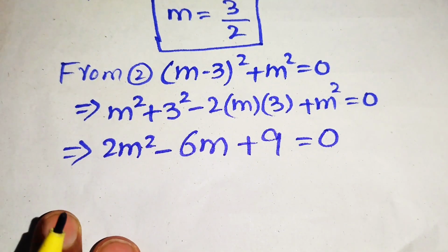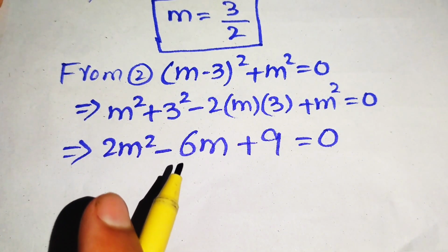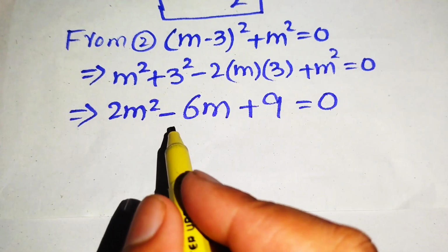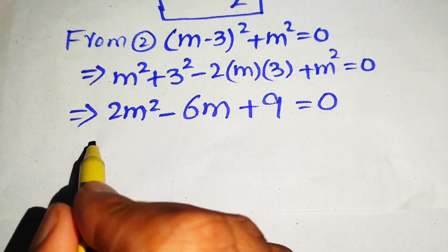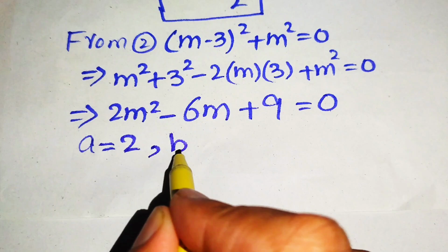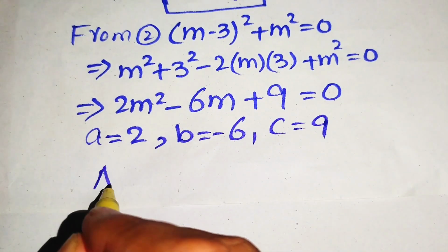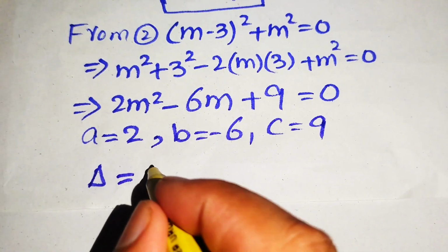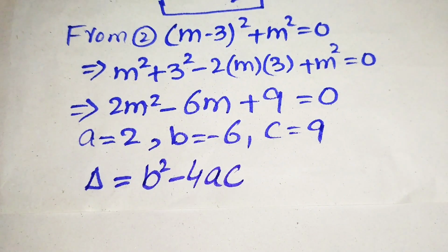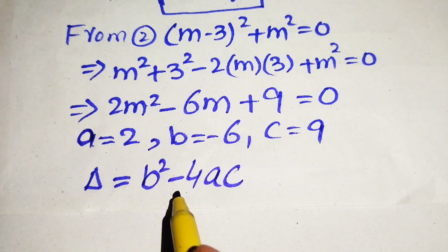Here first we check whether this quadratic equation has real roots or not, because we will solve this problem for real roots only. So first we check the roots of this equation by using the discriminant formula. First we write the coefficients: a equals 2, b equals minus 6, and c equals 9, and our discriminant formula is written as delta equals b squared minus 4 times ac. This is our delta, and it is called the discriminant.